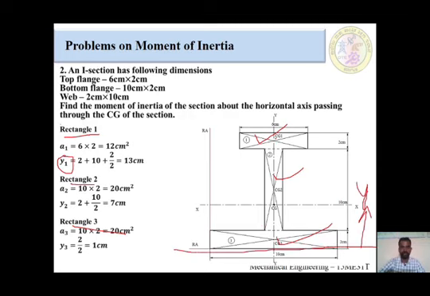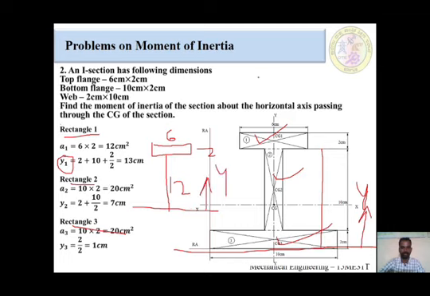I am taking out the first component outside. This is the first component. This is 6 centimeter and this is 2 centimeter. How much is the distance from our reference to here? From here to here, the distance is 2 centimeter plus 10 centimeter, so this would be 12 centimeter. We only have to calculate along the y-axis because they have asked only about the horizontal axis.